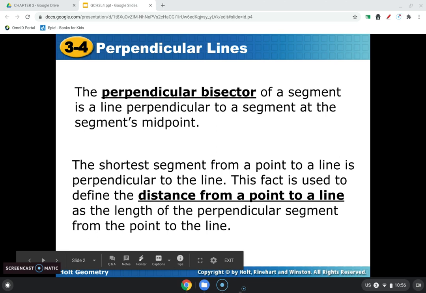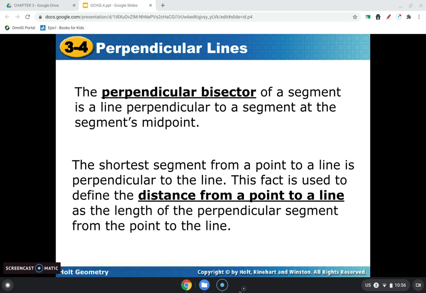This is geometry lesson 3-4, perpendicular lines. The perpendicular bisector of a segment is a line perpendicular to the segment at the segment's midpoint. And the shortest segment from a point to a line is perpendicular to that line. The fact is used to define the distance from a point to a line as the length of the perpendicular segment from the point to the line.